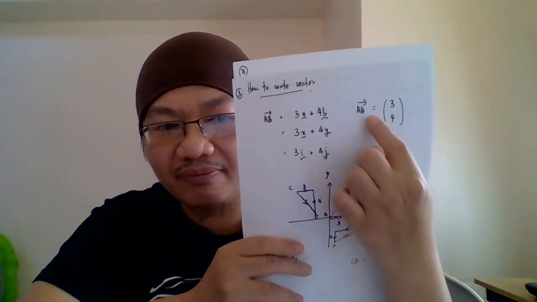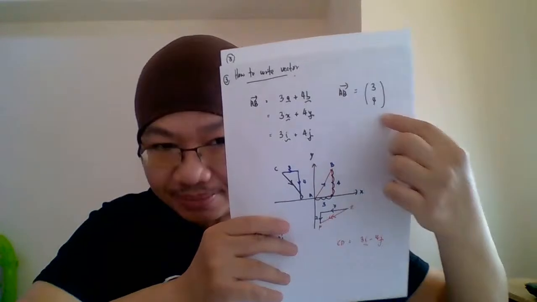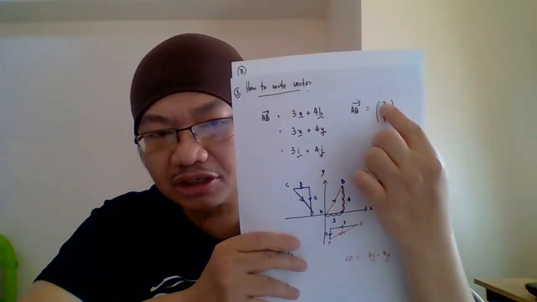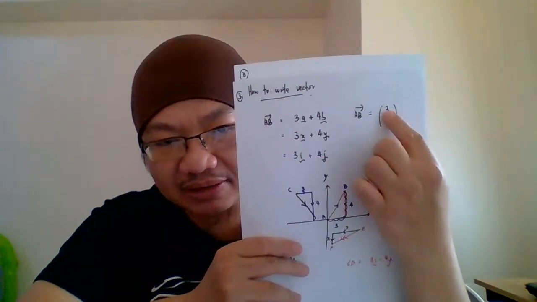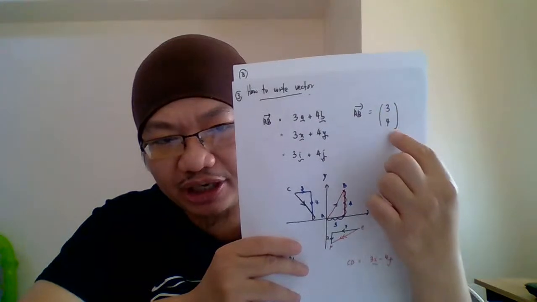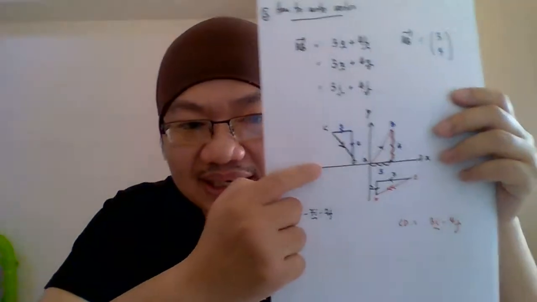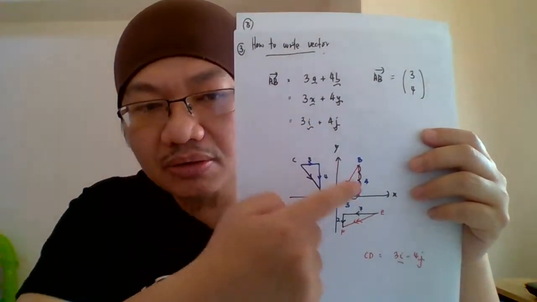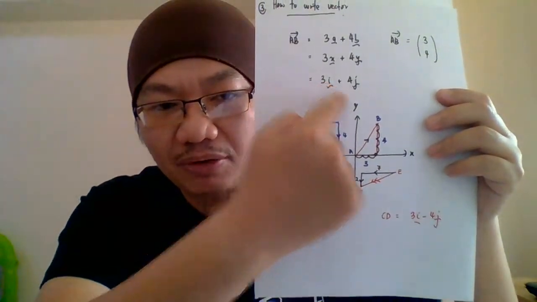I also can write it in the matrix form, what we call a translation form. Positive 3 and positive 4, so 3 and 4. On the top must be the A vector, at the bottom must be the B vector, or X vector, Y vector, or I vector on top and J vector at the bottom. So this is the third way to represent the vector, by drawing. This is my example question.